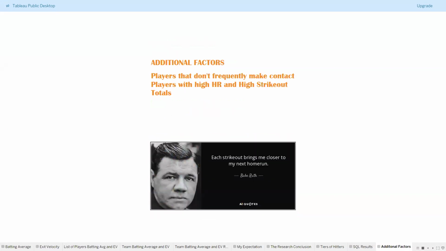Then additional factors that could have potentially skewed my calculations a little bit are players that have high home runs and high strikeout totals, for example. If you have a high strikeout total, you're likely going to have a lower batting average. But if you're hitting a lot of home runs, then you're likely going to have a high exit velocity.